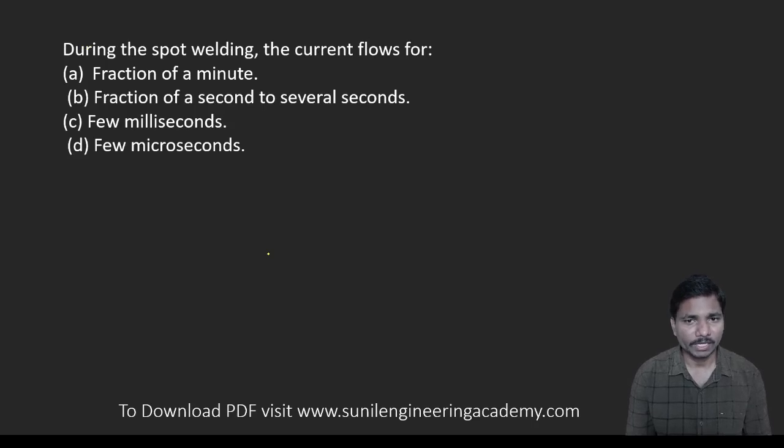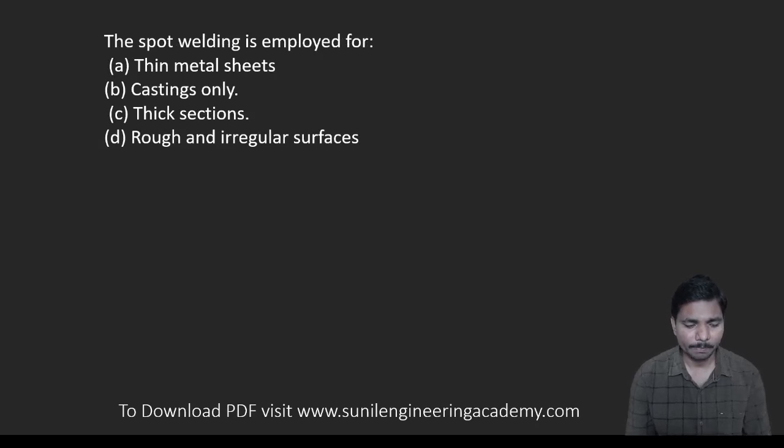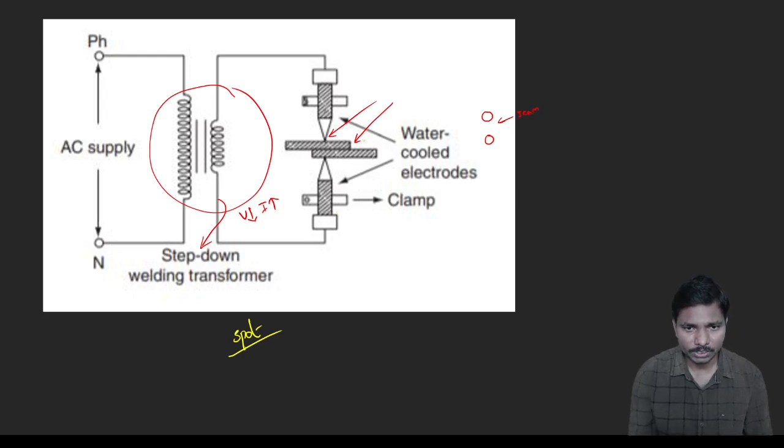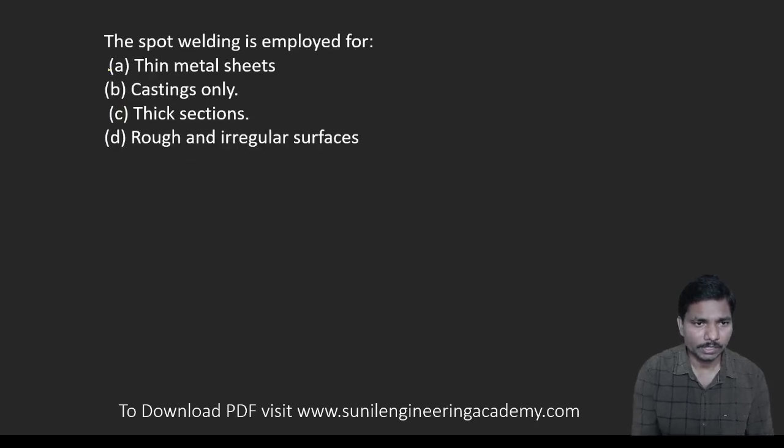During spot welding, the current flows for dash. Here the current needs to flow for a very small fraction of a second. Within that fraction of a second, a high current flows, the metal melts and gets welded. Spot welding is employed for dash. Just now I gave it: spot welding is employed for thin metal sheets, maybe up to 25 mm. Generally you can go with 10 to 12 mm.